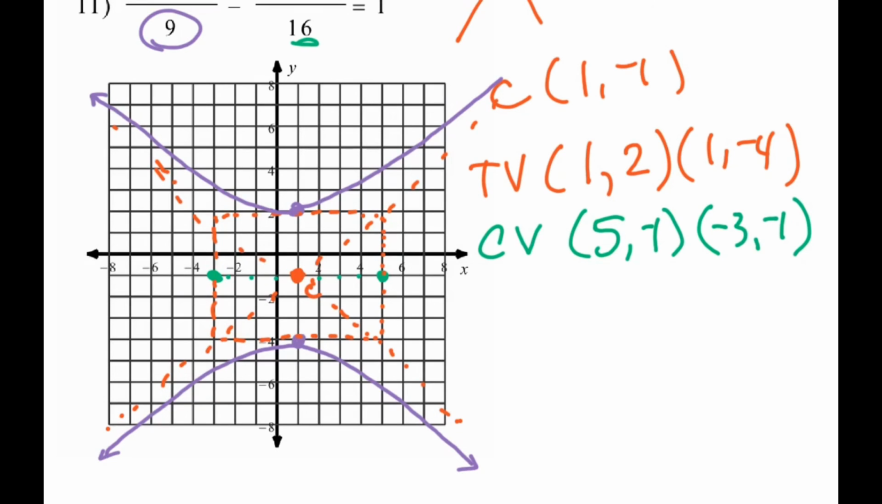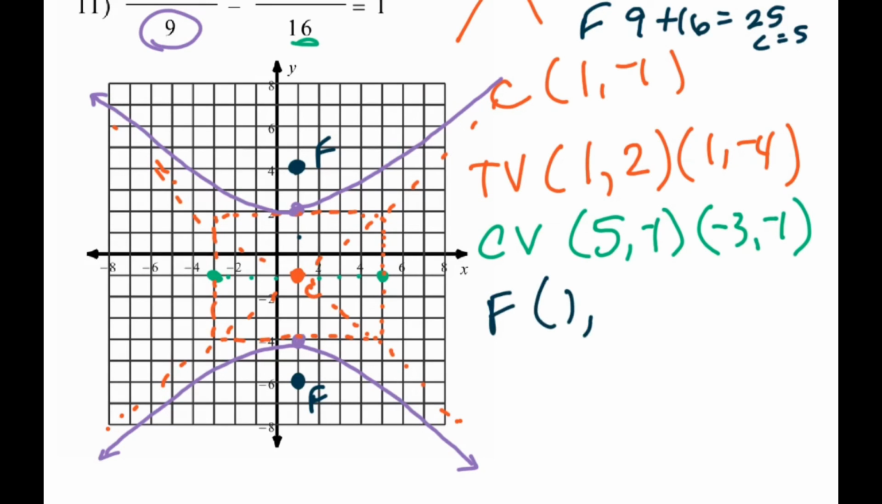Okay, for my foci, I'm going to say 9 plus 16. I've seen that number before. It's 25, so c is equal to 5. On my transverse axis, I'm going to start at the center and go up 1, 2, 3, 4, 5, and down 5. So my foci are going to be at 1, and then negative 1 plus 5, which is 4, and negative 1 minus 5, which is negative 6.